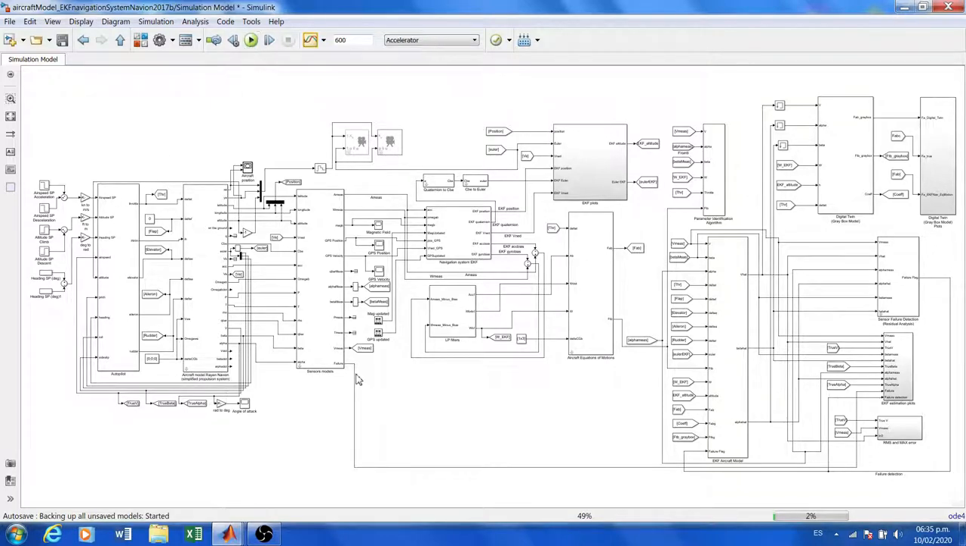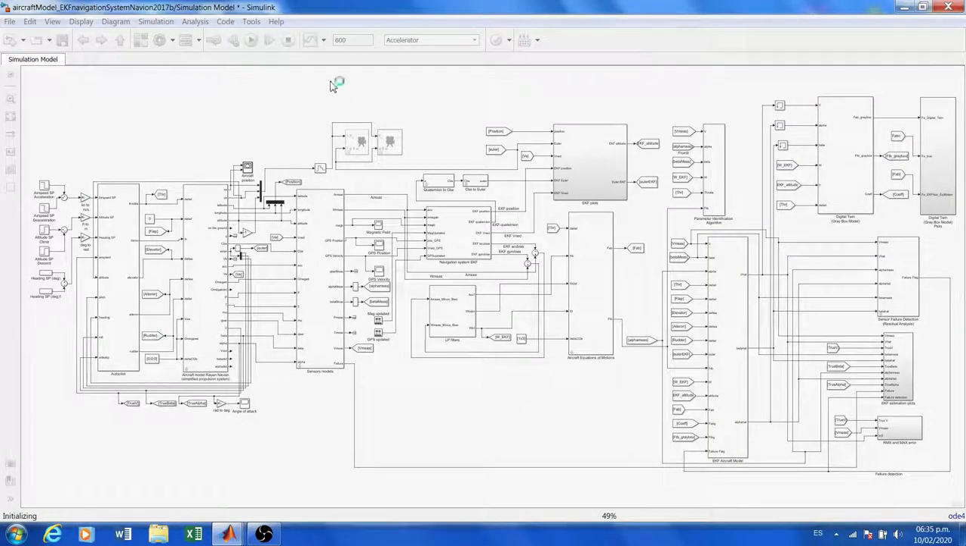Right now, Simulink is compiling this diagram in C, and it will run the simulation from a C script. That's what they call accelerator here. It runs quicker if you compile and run the script in C, as in the programming language C. So right now the simulation is running.